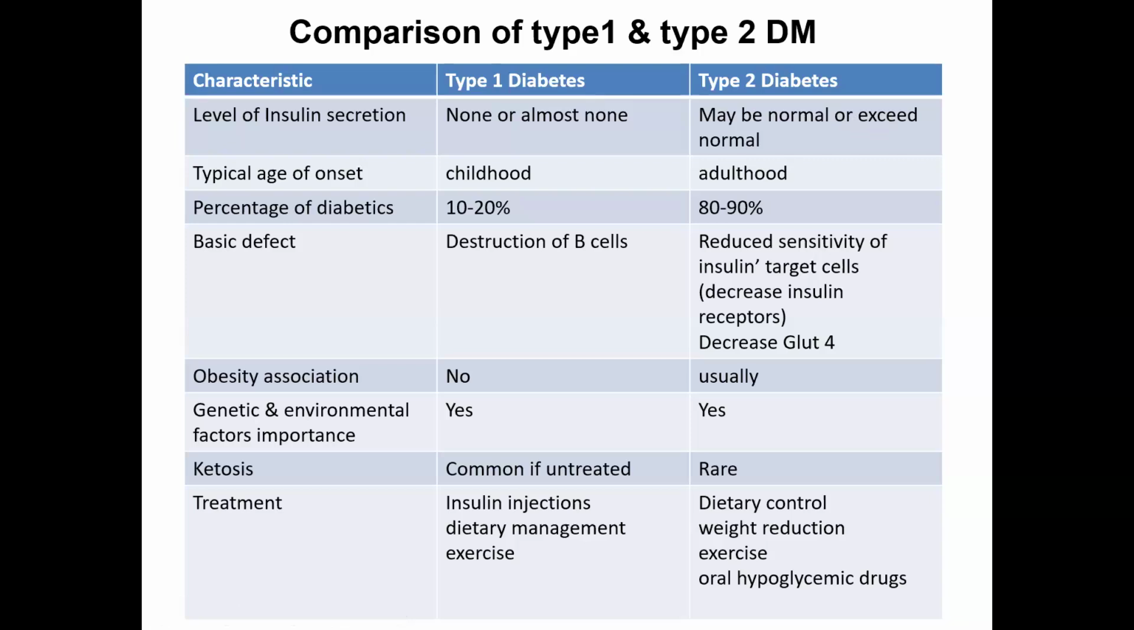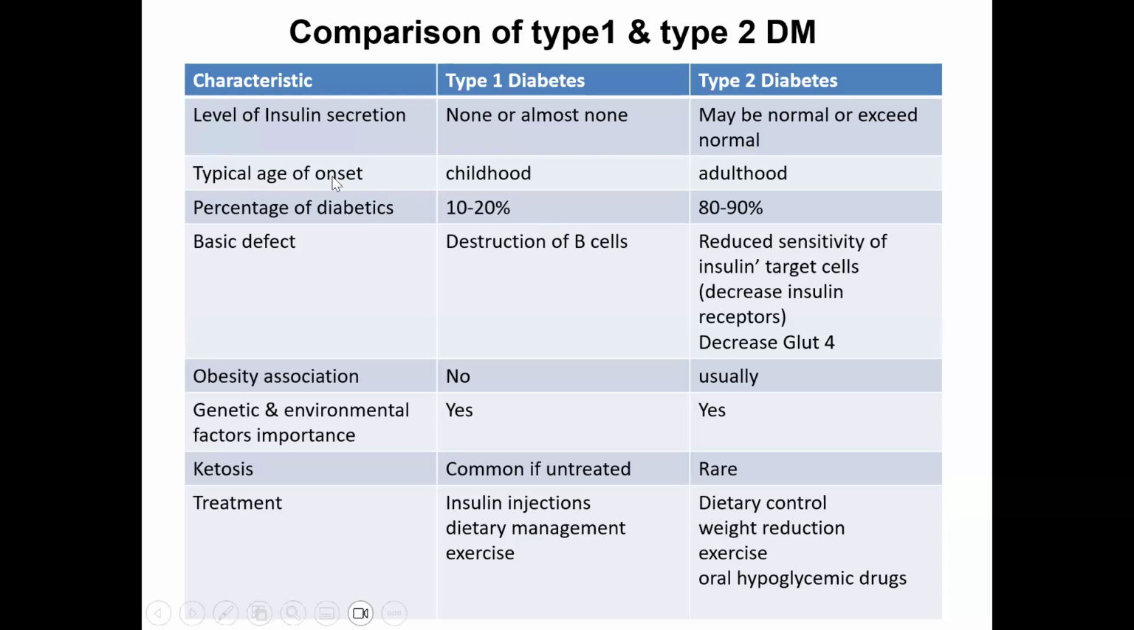As a result, there is high blood glucose, and high blood glucose is a stimulus for the pancreatic beta cells to release more and more insulin. So as a result of high blood glucose, the pancreatic beta cells will increase the level of insulin secretion. That is why the insulin levels could be even higher than normal in case of type 2 diabetes.